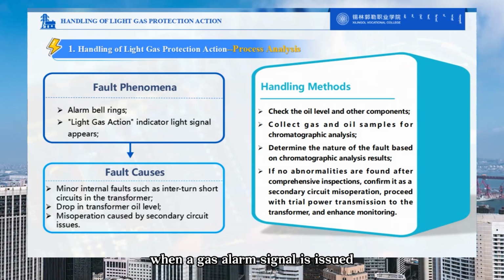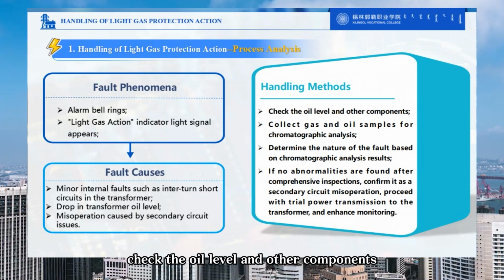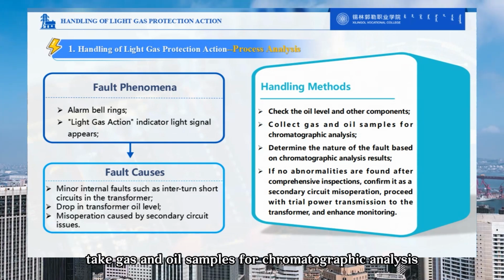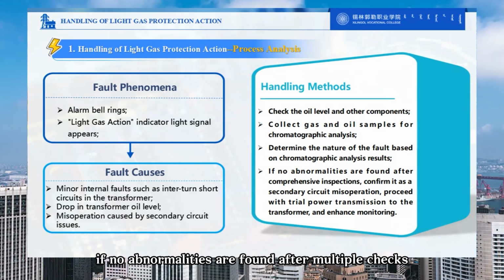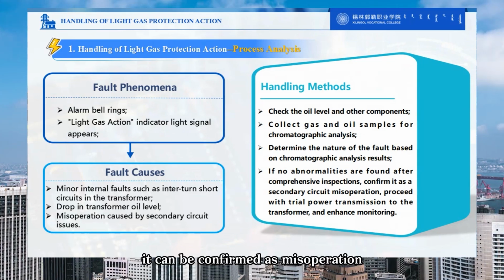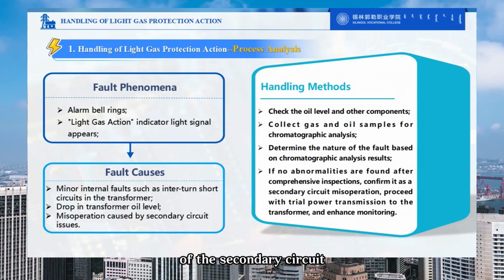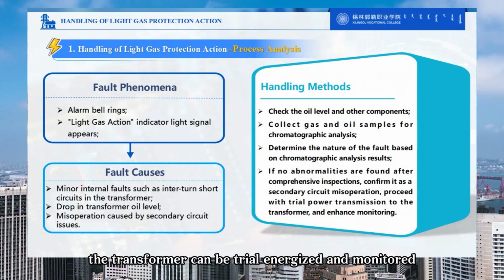When a gas alarm signal is issued, check the oil level and other components. Take gas and oil samples for chromatographic analysis. Judge the nature of the fault based on the chromatographic analysis results. If no abnormalities are found after multiple checks, it can be confirmed as misoperation of the secondary circuit at this time. The transformer can be trial energized and monitored.